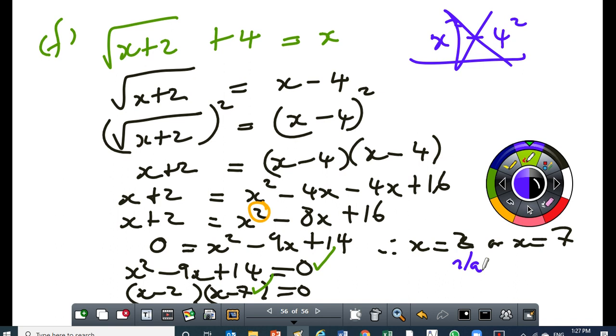Okay? Then let's put x equal to 7. Put 7 here. Okay? 7 plus 2 will give you what?